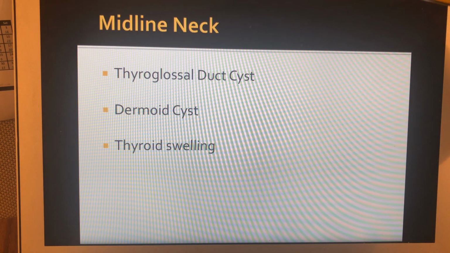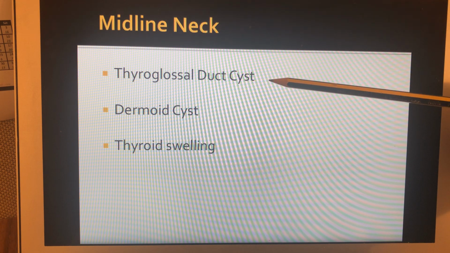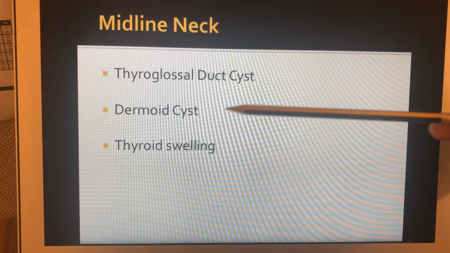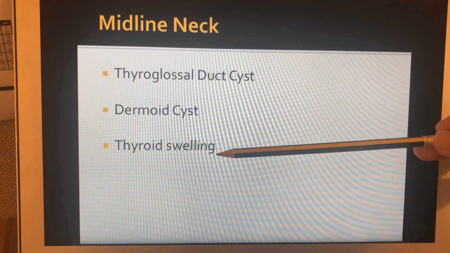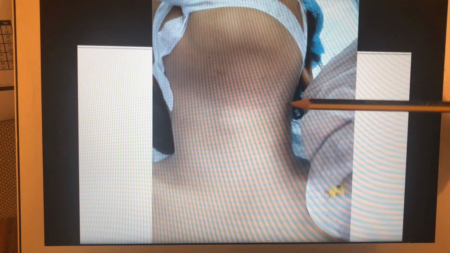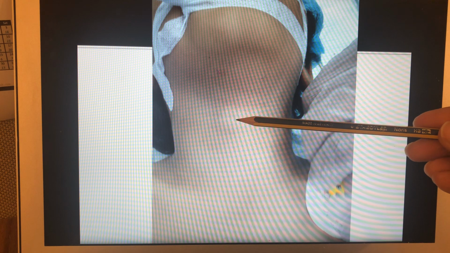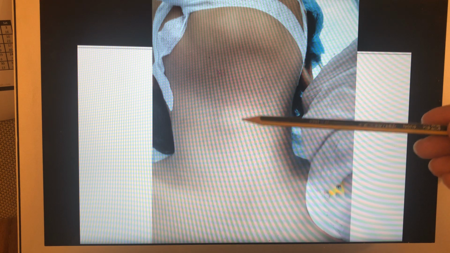Differential diagnosis of midline neck mass. One of the most common is thyroglossal duct cyst, dermoid cyst, and thyroid swelling. This is an example of a midline neck mass. As you can see, this is the swelling. When the patient extends her neck, usually the midline neck mass can shift a little bit to the lateral side, but overall it's in the midline.